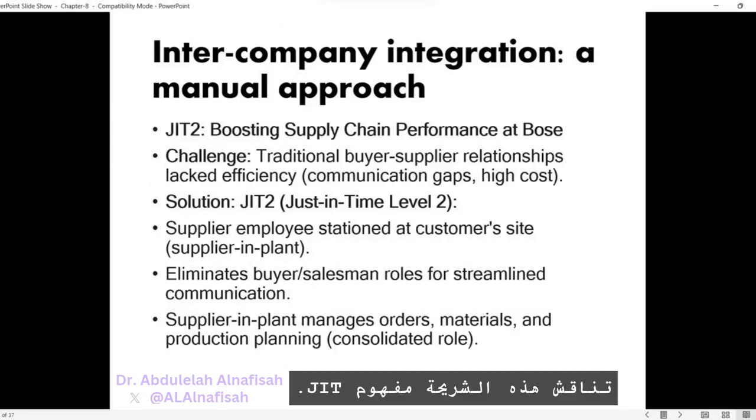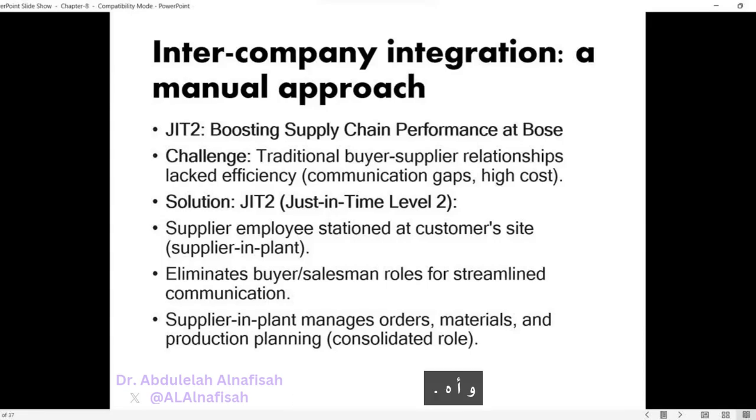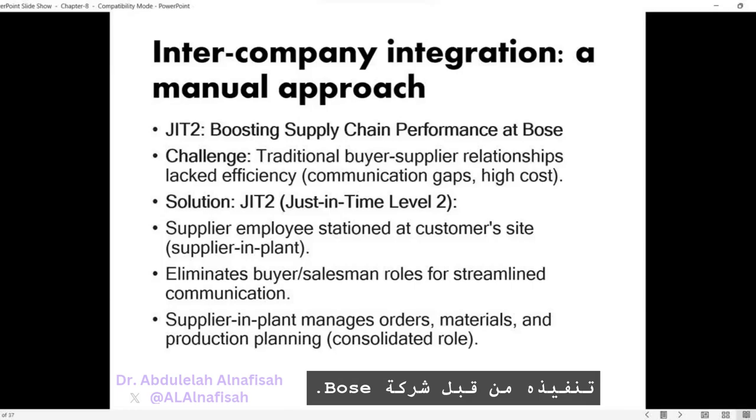This slide discusses the concept of JIT2, Just-in-Time 2, and its implementation by the Bose Corporation. Bose recognized the need to make traditional buyer-supplier relationships more effective, but faced budget constraints that prevented them from hiring additional staff. This challenge drove them to develop the JIT2 concept. JIT2 is an extension of the just-in-time concept, aiming to bring customer and supplier processes closer together.